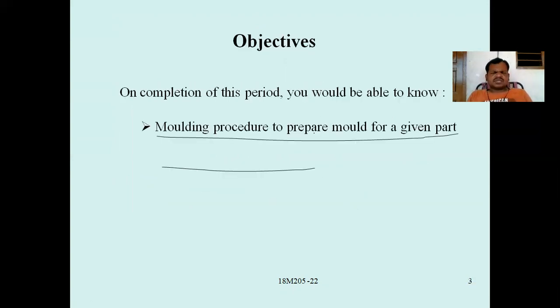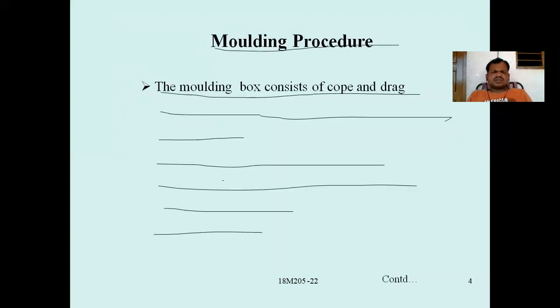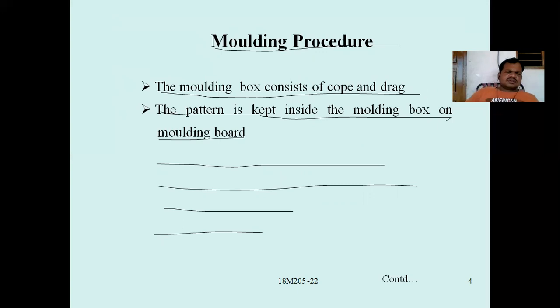Coming to the objective of this class: on completion of this period, we will be able to know the molding procedure to prepare a mold for a given part, and various molding processes. Coming to the molding procedure, the molding box consists of cope and drag, and the pattern is kept inside the molding box and molding board.